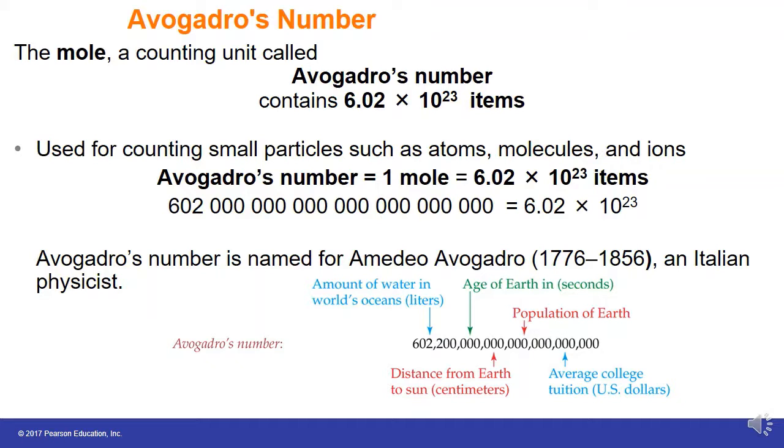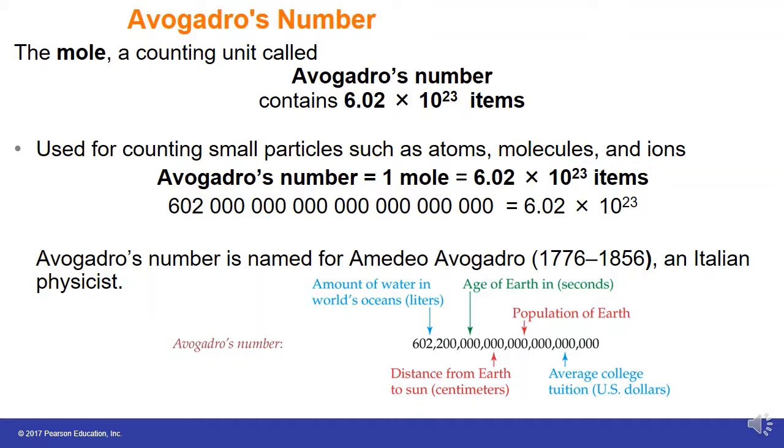Just like a dozen has 12 items, Avogadro's number, or the mole, has 6.02 times 10 to the 23 items. We can use it to count small particles such as atoms, molecules, and ions. Notice this is a really large number, and it was named after an Italian physicist. So we can see how large this number is.